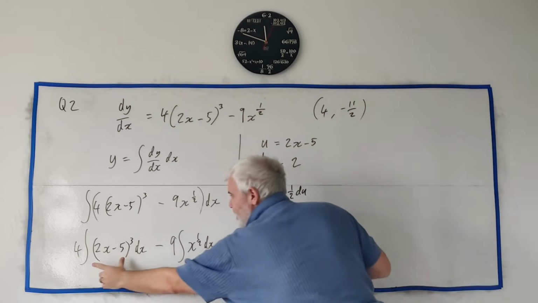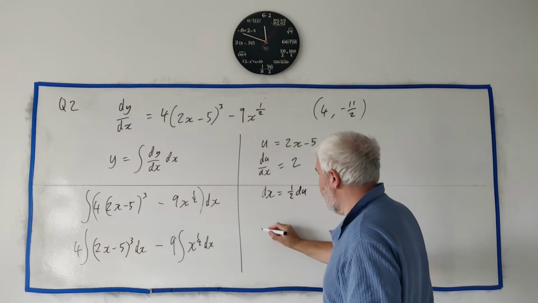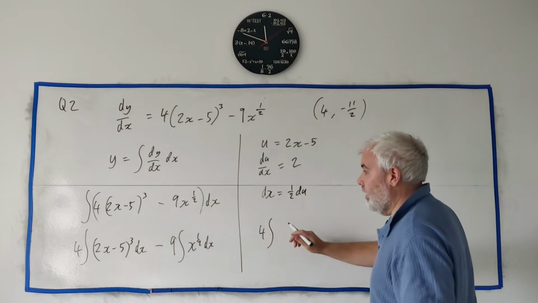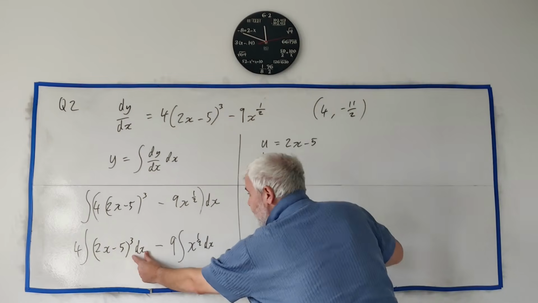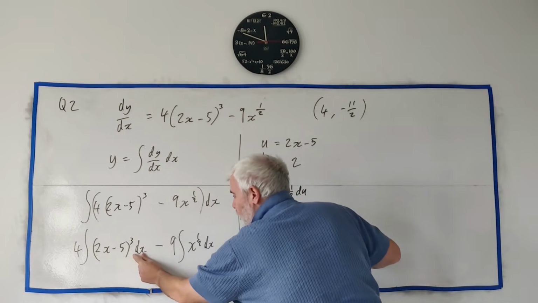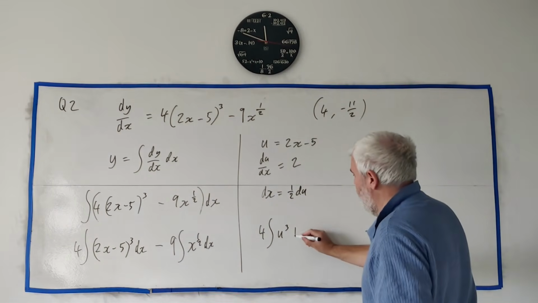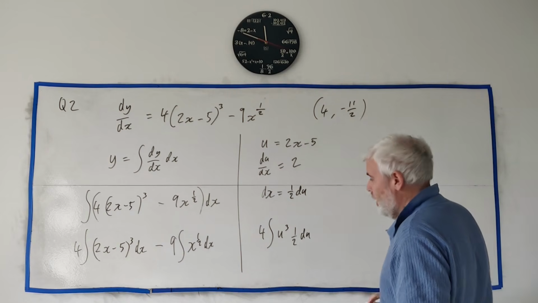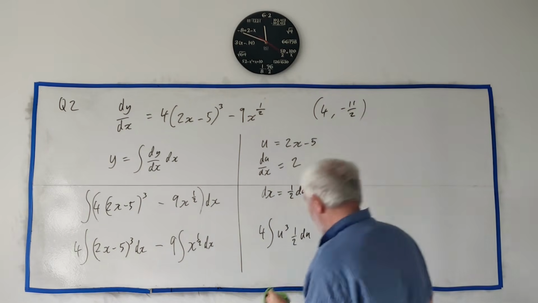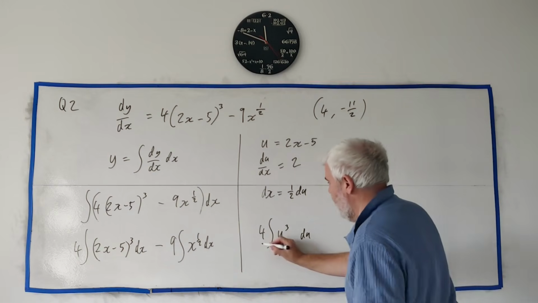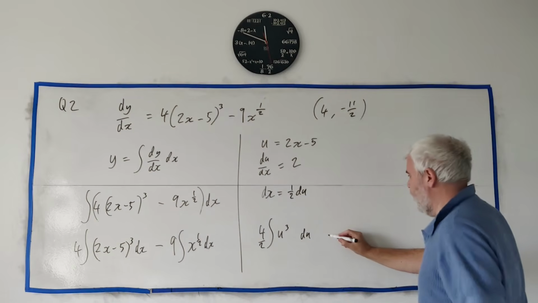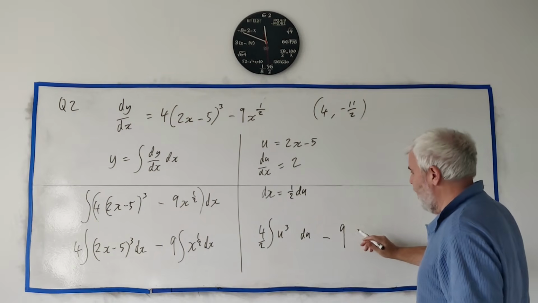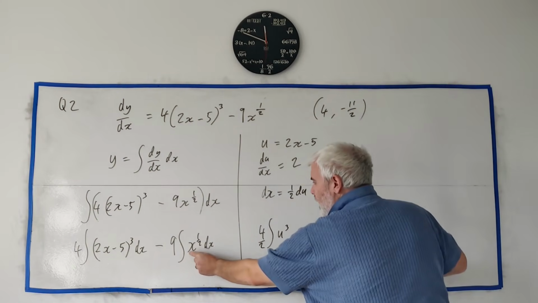That allows me to, instead of writing this, to instead write 4 times the integral of u cubed, and instead of dx, so I've replaced this with u, I'm replacing dx with this 1 over 2 du. And of course the 1 over 2 doesn't have to stay there, it can come out front. Let me continue this whole thing on, do it all in one go. Minus 9, let's integrate this while we're here.